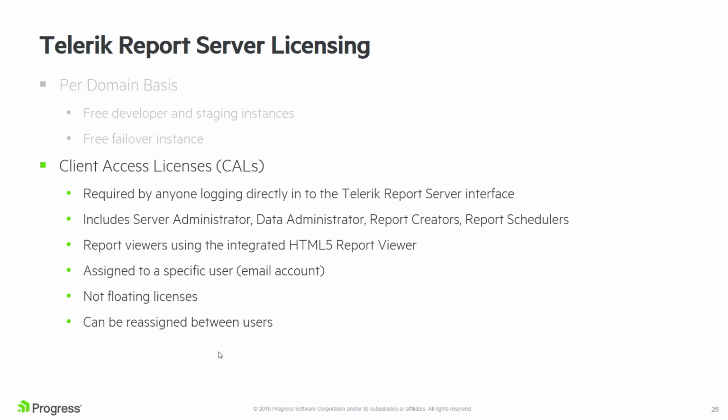So anybody that logs into the report server interface, clicks on a category, clicks on a report link in that category and wants to view it with the integrated HTML5 report viewer needs a client access license. These are assigned specifically to users in the organization, typically using their email account. They're not floating licenses. So if you have 15 CALs for that report server, it doesn't just cover the first 15 people that are logging in. It has to be specific people in the organization, but they can be reassigned between users.